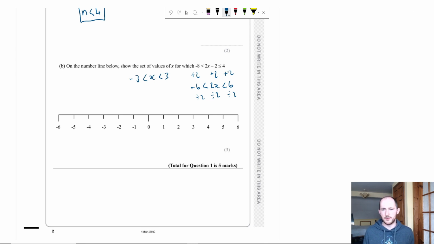So now what I would do is put a circle at minus 3 and 3. Then I decide if it needs to be coloured in or not. Since it's not equal to, I do not colour in the circles. And then all I need to do is draw a roughly straight line joining the 2 together.